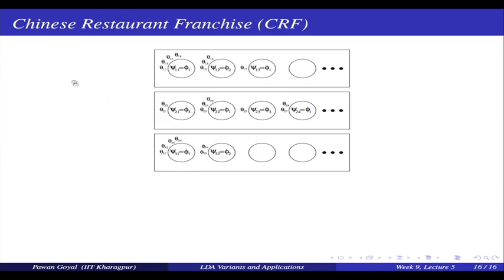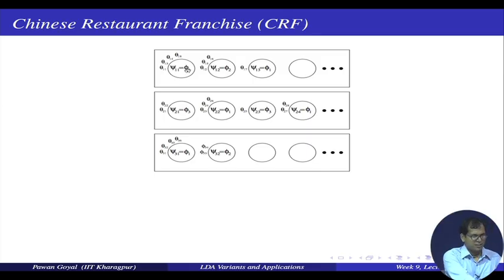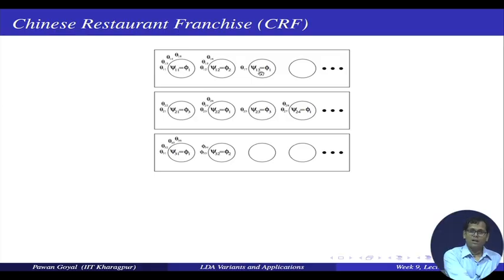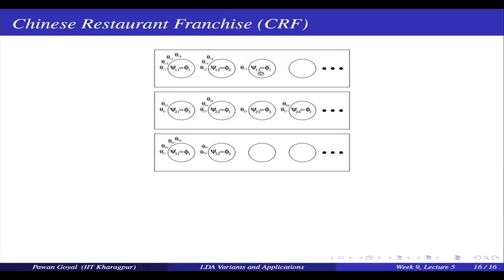So what you are seeing are 3 different restaurants in this franchise, 1, 2 and 3. Now this phi 1 tells for restaurant 1 what is the dish at table 1. This is from the global menu of dishes, phi 1, phi 2 and so on. This is the global menu. The second table has phi 2, the third table has phi 1. That means more than one table can order the same dish. That is possible in this model.